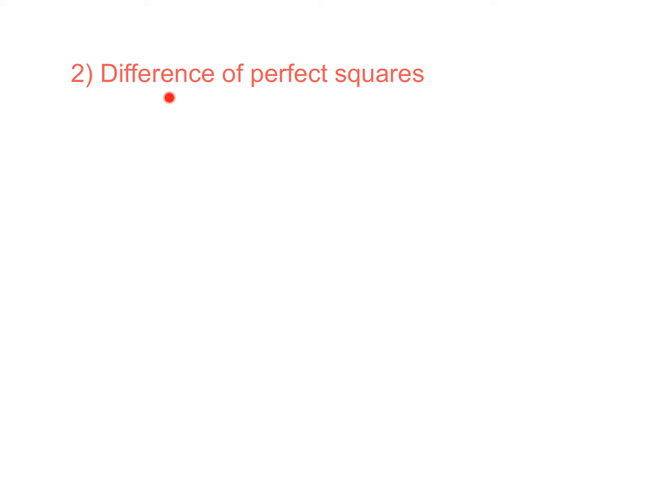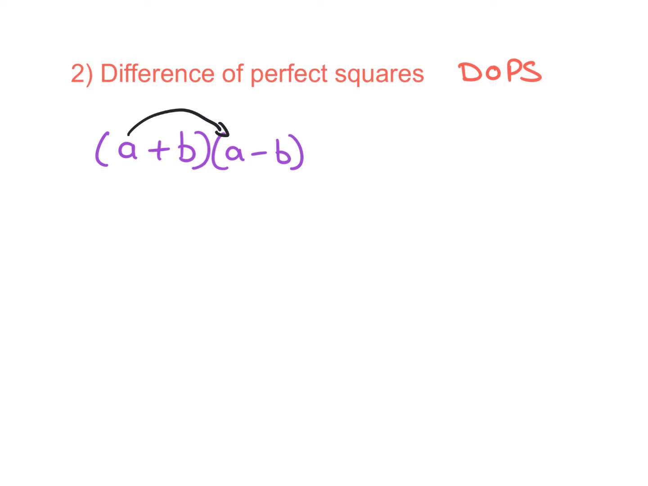Alright, well now we're just going to have a quick look at the difference of perfect squares, and sometimes it is written as DOPS. And this can be best explained by saying in one bracket we've got A plus B, and in the second bracket we've got A minus B. And essentially, if we use the distributive law and we multiply A by A and A by minus B, and B multiplied by A and B multiplied by minus B, we end up with something looking like this.